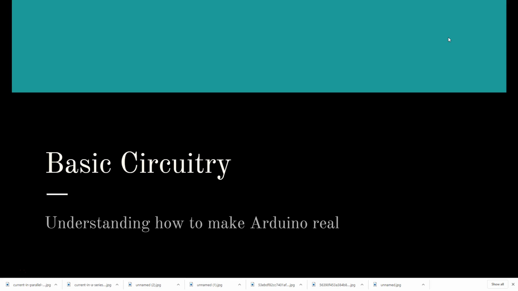Today we're going to be covering basic circuitry, and we have to do this because we have to understand the diagrams and basically the circuits that we create in Arduino. If we don't have a conceptual or basic understanding of that, then we might find ourselves getting into problems and even potentially overloading our board and destroying it. So we want to avoid that at all costs.